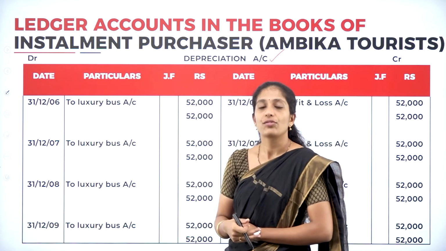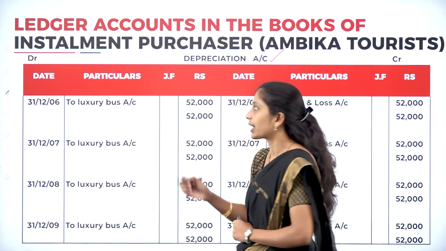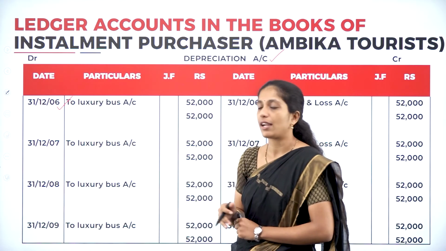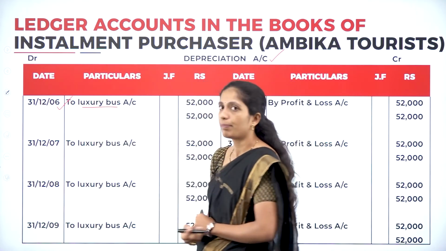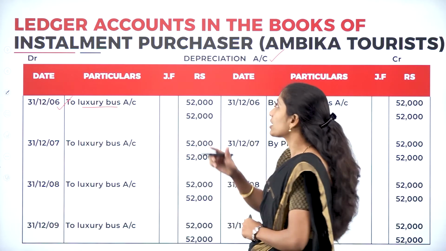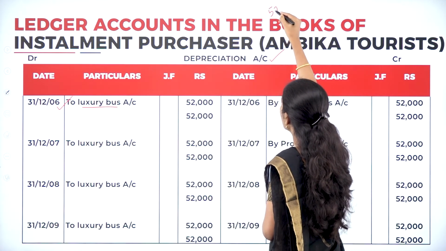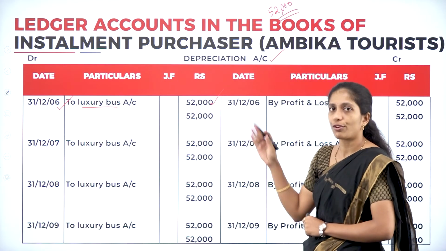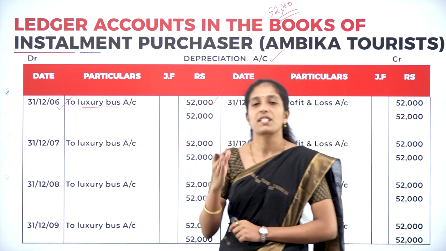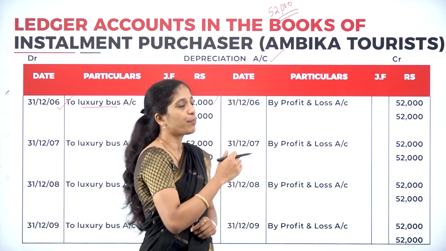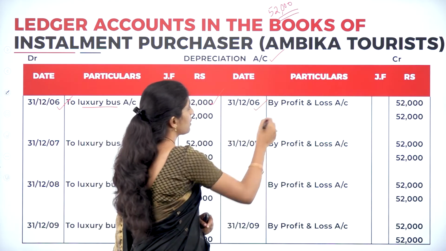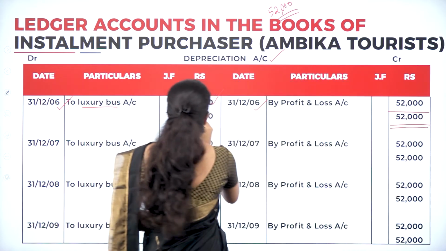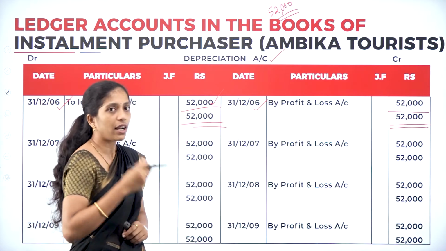Now first we shall charge the depreciation to the asset account, that is 31/12/06, end of the financial year. The asset is the luxury bus. As I told, depreciation remains the same for all the years. That is how much? 52,000. So write this depreciation 52,000. Now transfer that depreciation to the profit and loss account. By profit and loss account, 31/12/06, 52,000. Now here both sides will tally. In the same way, come to the next year.